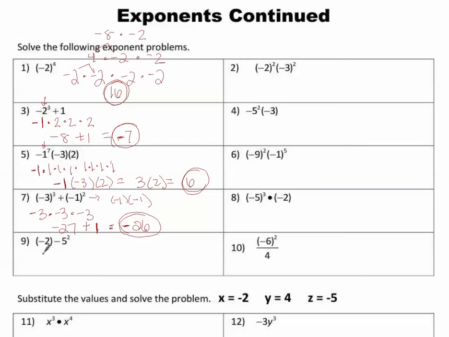Evaluate your exponents first. 5 is not in parentheses, so this is just 5 times 5. So you get negative 2 minus 25. Remember, a minus is the same thing as a negative. So you have a negative 2 and a negative 25. Same signs, you add and keep the sign. Circle your final answer of negative 27.